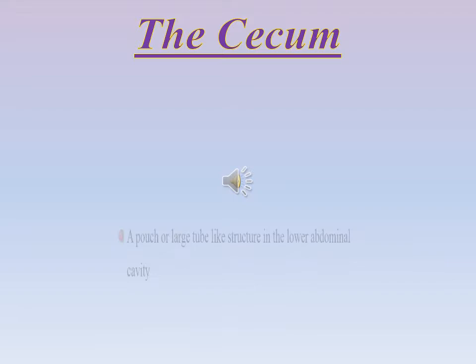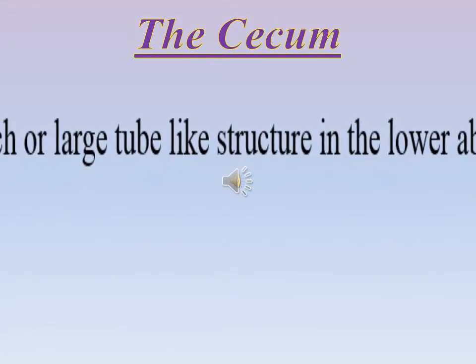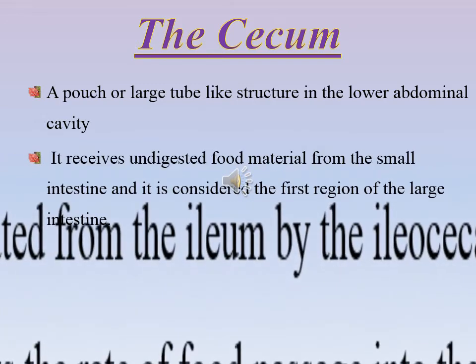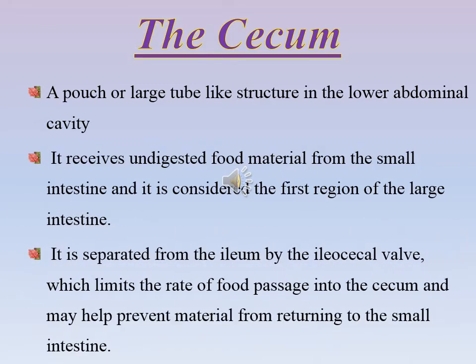The cecum. The cecum, a pouch or a large tube-like structure in the lower abdominal cavity. It receives undigested food material from the small intestine and is considered the first region of the large intestine. It is separated from the ileum by the ileocecal valve, which limits the rate of food passage into the cecum and may help prevent material from returning to the small intestine.